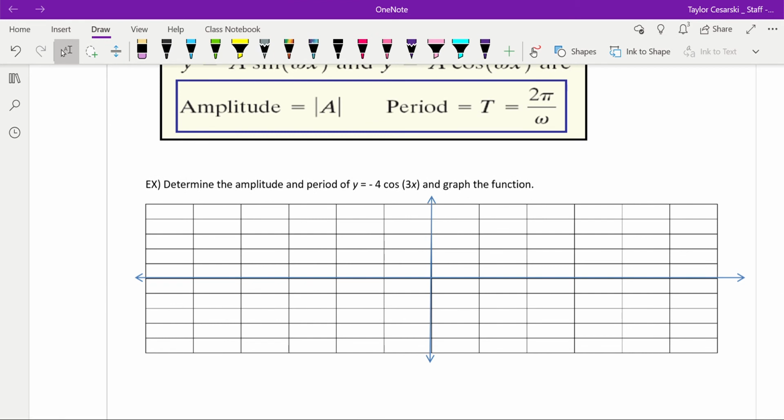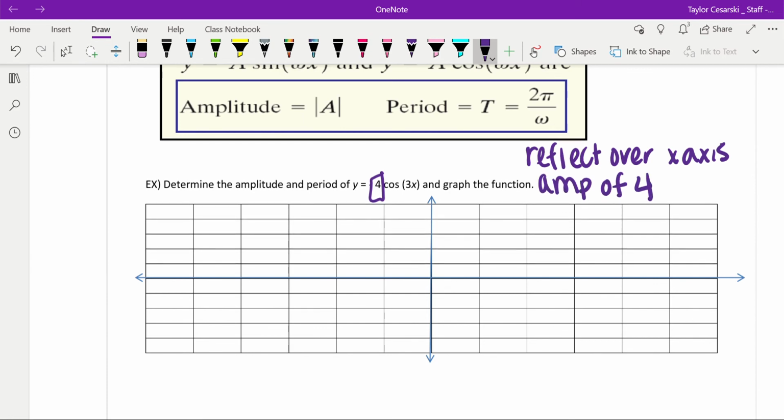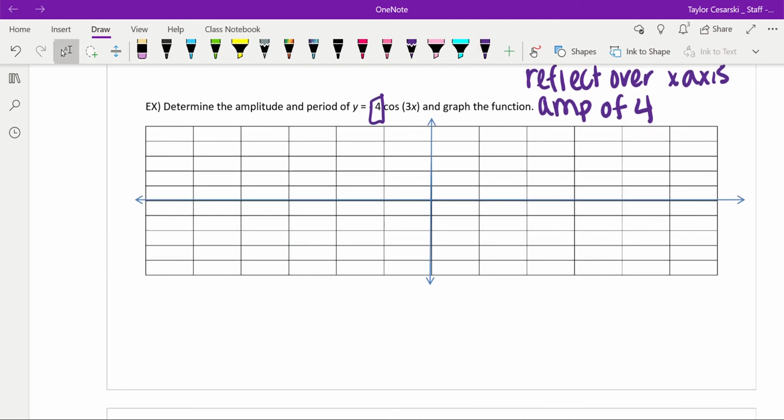Okay, so on this one, we're given a cosine function, -4 cosine of 3x. So my amplitude, remember, is just that vertical stretch. So I'm just going to write out all the transformations. So reflect over the x-axis, an amplitude of 4, because of that 4 in front. Now the period, you can see your formula, it's 2 pi over the number on the inside. So I'm going to write that down here. So period equals 2 pi over 3, and that 3 comes from that number on the inside of my function.